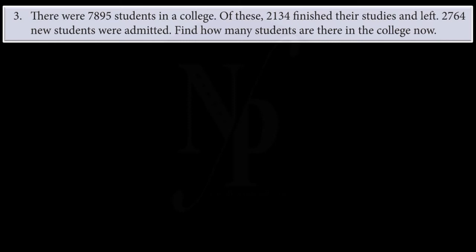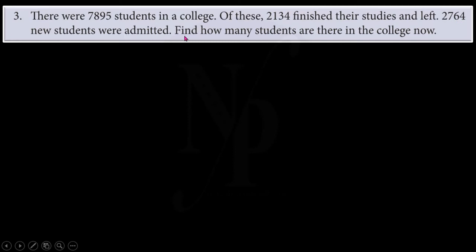So in a college there will be different classes, different years of courses. So the number of students in the college were 7,895 students idru. ಸೊ ಈ ಇಷ್ಟ ಸ್ಟೂಡೆಂಟ್ಸ್ ಅಲ್ಲಿ ಏನು ಮಾಡಿದ್ರು, 2,134 ಸ್ಟೂಡೆಂಟ್ಸ್ ಏನು ಮಾಡ್ತಾರೆ, ಅವರ ಸ್ಟಡೀಸನ್ನು ಕಂಪ್ಲೀಟ್ ಮಾಡಿ ಏನು ಮಾಡ್ತಾರೆ, ಕಾಲೇಜಿಂದ ಹೊರಗೆ ಹೋಗ್ತಾರೆ, ಪಾಸ್ ಔಟ್ ಆಗ್ತಾರೆ. ಸೊ ಅವರು ಹೋದ ನಂತರ ಮತ್ತೆ 2,764 ನ್ಯೂ ಸ್ಟೂಡೆಂಟ್ಸು ಕಾಲೇಜಿಗೆ ಅಡ್ಮಿಟ್ ಆಗ್ತಾರೆ.